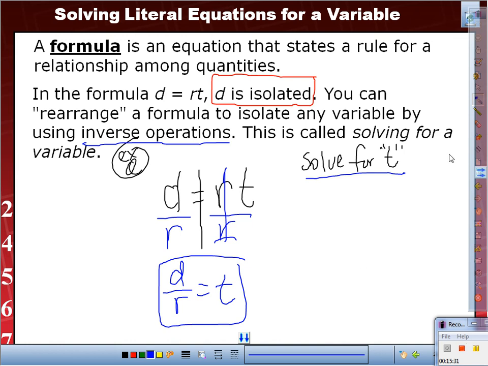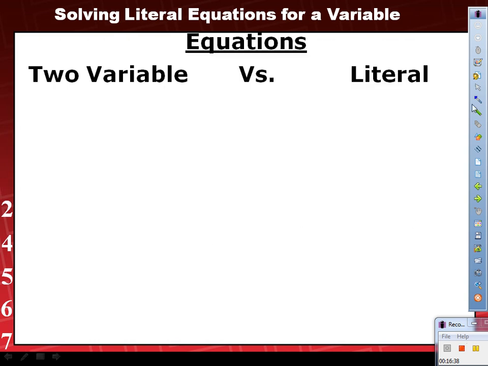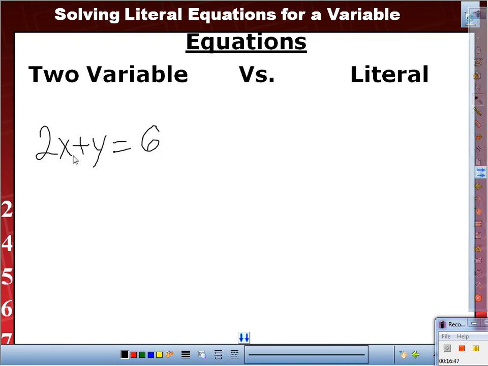All right? So check this out. Just to clarify, I'm going to write a two-variable equation. Look up. 2x plus y equals 6. Is this a two-variable equation? Yes. An expression equal to another with two variables. All right. And can I write this as a literal equation? 2x plus y equals 6. Do you agree with that?